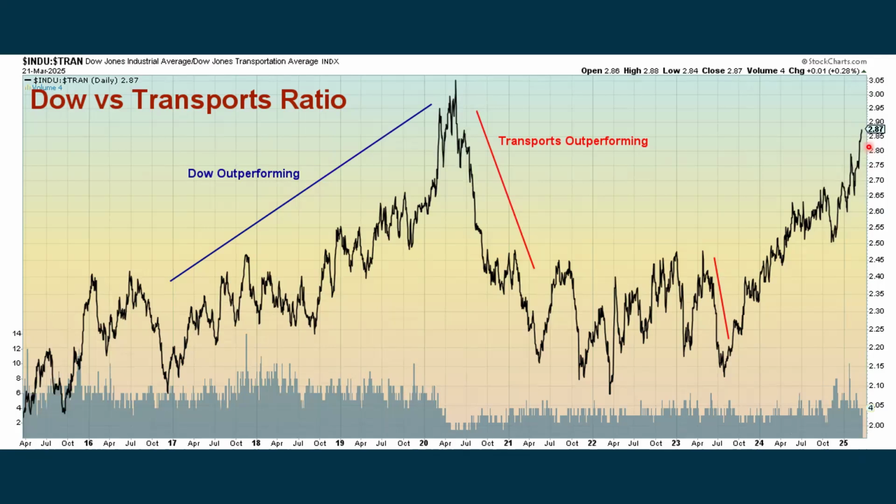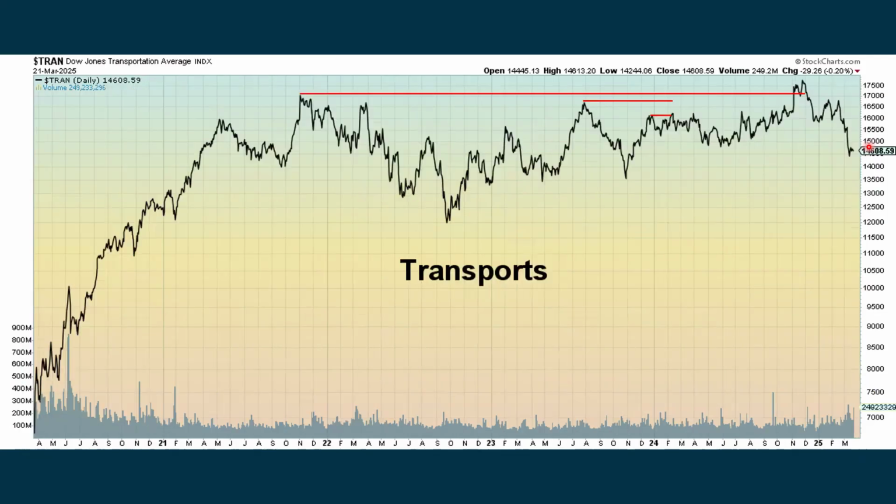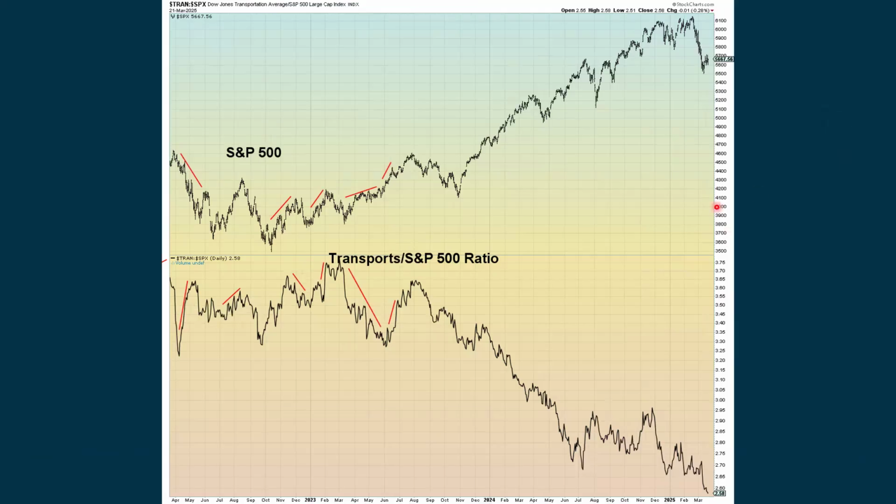This going up means the Dow is outperforming the transports. The transports are just not doing very good. You can see here, they've been under a lot of pressure. And when they do seem to hold up better, they're just kind of going sideways. And then this is the relationship between the transports and the S&P on a ratio basis. When this is going down, that means the transports are underperforming.